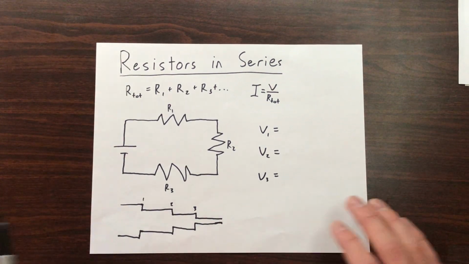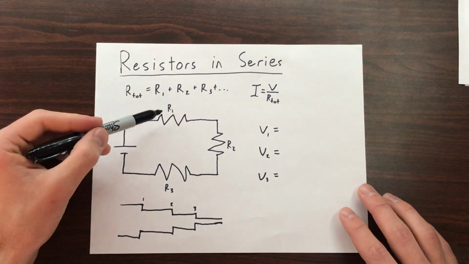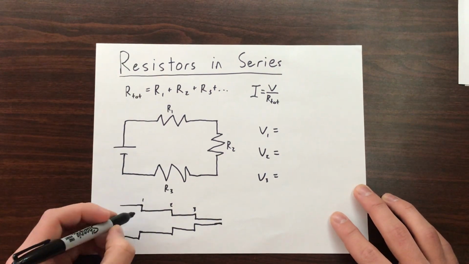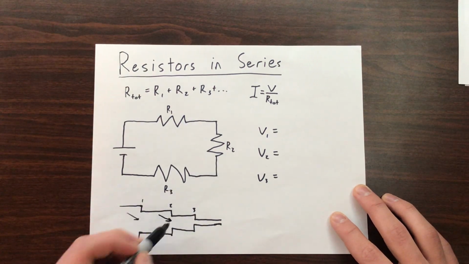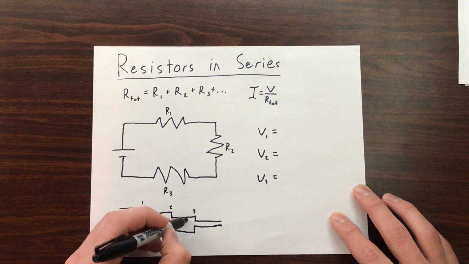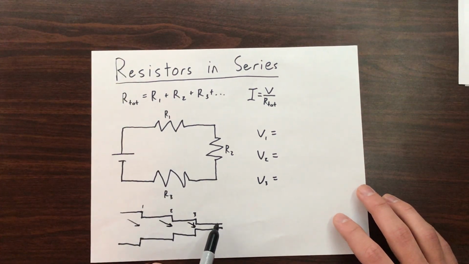I think about it again with the water diagram. You've got this big tube, and as it goes through resistor 1, it's resisted down a little bit, then through resistor 2, it's resisted down a little bit more, and through resistor 3, it's resisted down even further. So by the time it gets here, that current is very small.